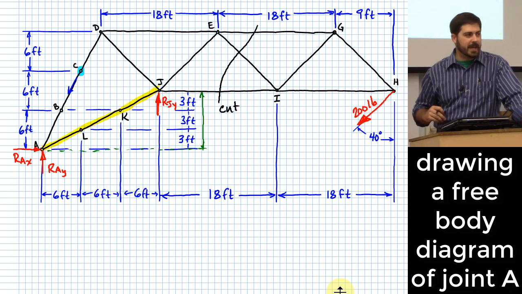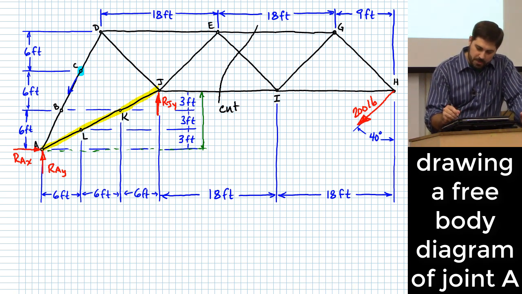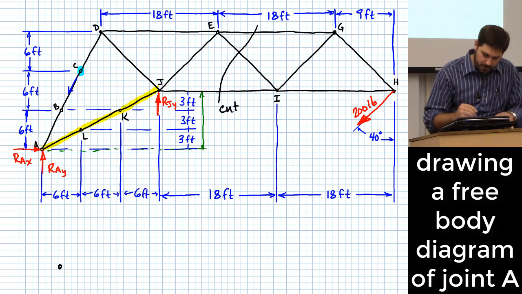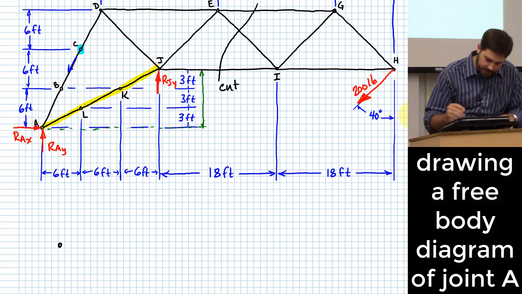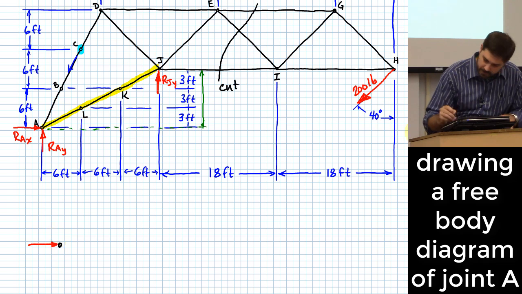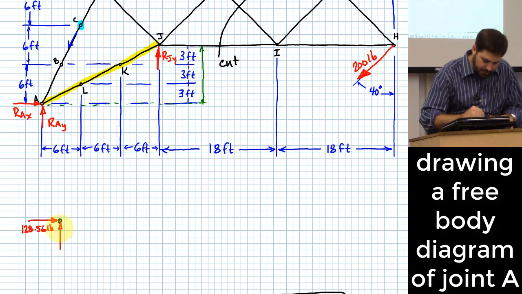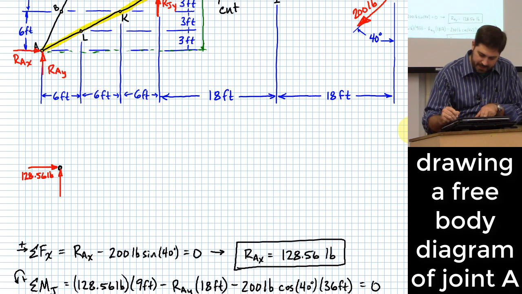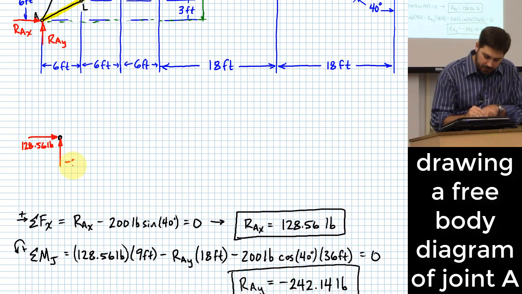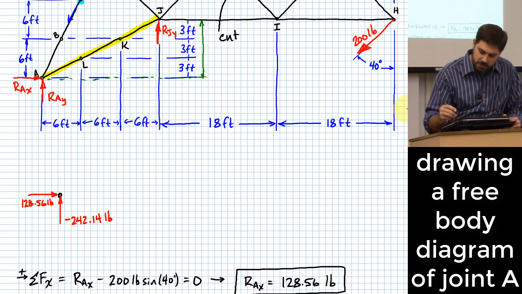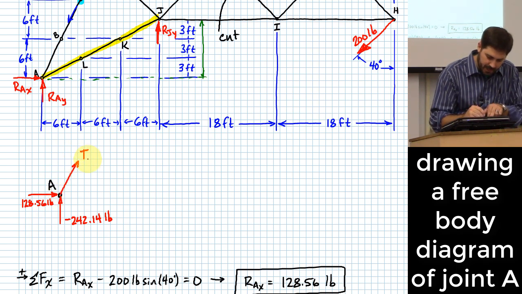Yeah, at this point, there's no reason why we can't just do a method of joints, right? Why don't we just look at joint A and say we're going to have some forces acting on joint A. RAX was one of our things that we knew, 128.56 pounds. RAY, I'll go ahead and leave the arrow the same direction. You guys seem to like to do it that way, so I'll keep it that same direction, but I will apply a negative 242.14 pounds. And what else gets applied to joint A? Okay, I'll call it TAB, and another one here of TAL.